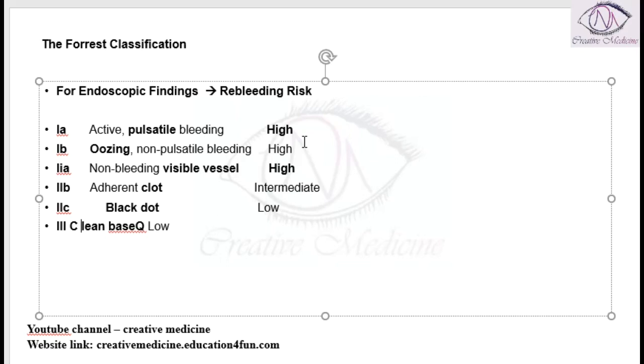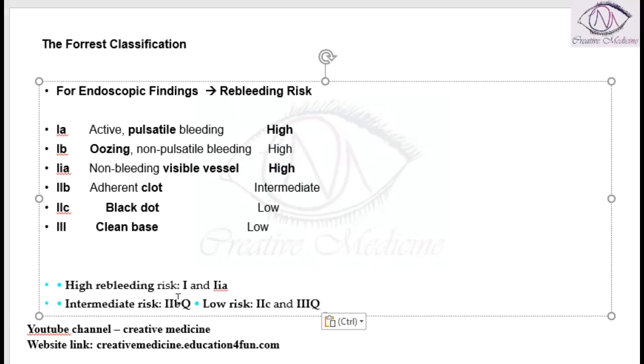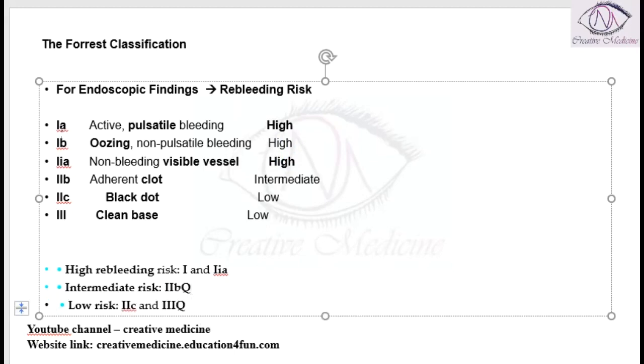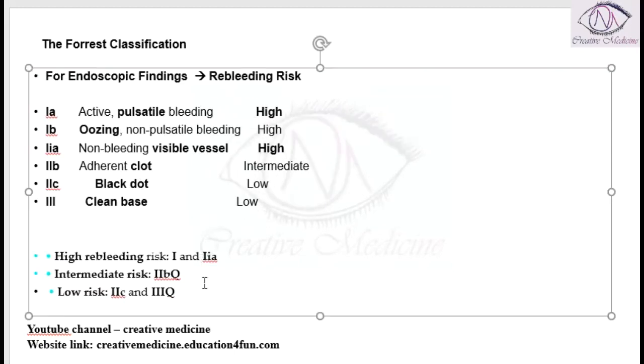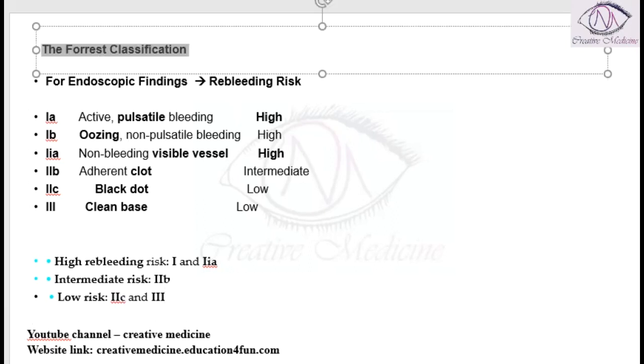In grade 3 a clean base is seen, and because there is a clean base it has completely healed, so there is low risk of bleeding. Overall, grade 1a, grade 1b, and grade 2a have the highest risk of bleeding. Grade 2b has intermediate risk of bleeding, whereas grade 2c and grade 3 have low risk of bleeding. So this is the Forrest classification.